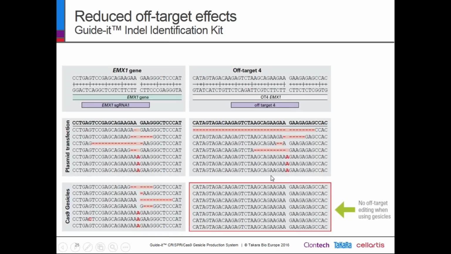As you can see here, for the plasmid delivery, again, all the clones we sequenced also carried gene editing events at the off-target site, whereas after Gesicle delivery, all the clones were really wild type. So this confirmed what has been published before, that RNP delivery can help to reduce off-target effects.